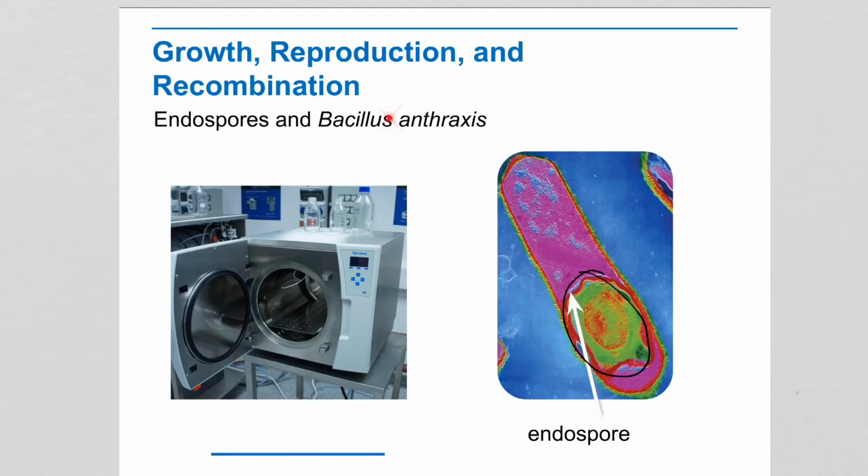Something like anthrax, which is a disease, is caused by a type of bacteria called Bacillus anthracis that is forming this endospore, and that's why it's so hard to kill.